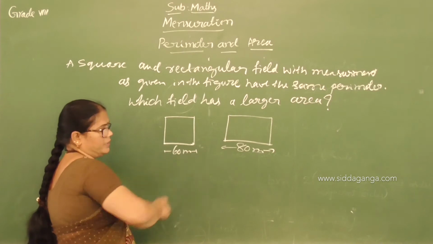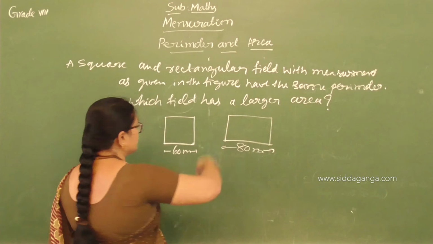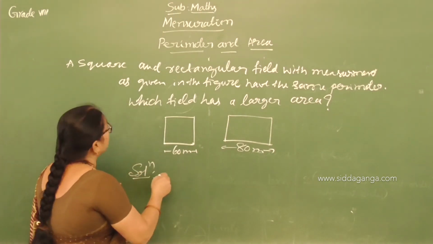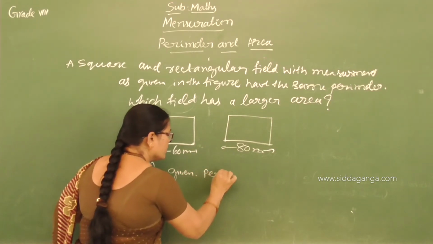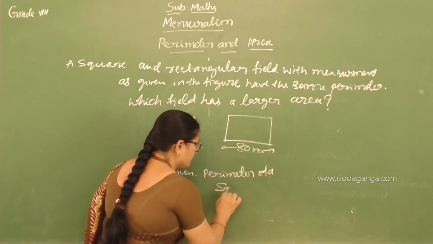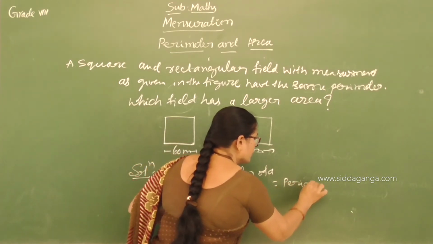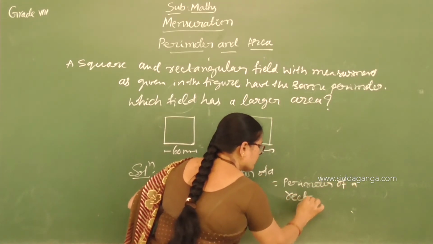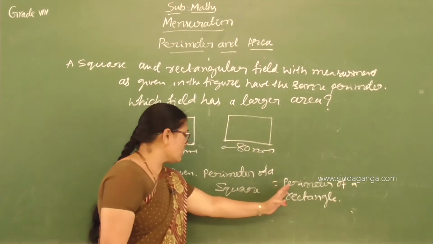Both have the same perimeter. Here the square and rectangle have the same perimeter. For the solution, we have to take the given part. Given: perimeter of a square is equal to perimeter of a rectangle. By the statement, both the perimeters are equal.